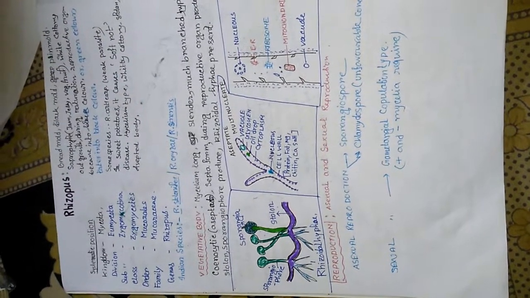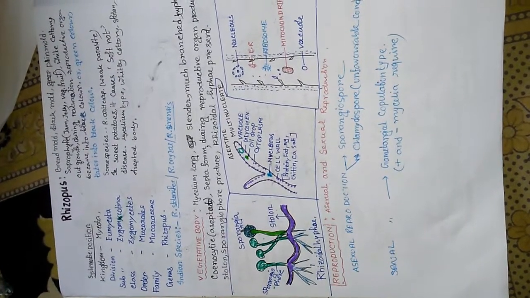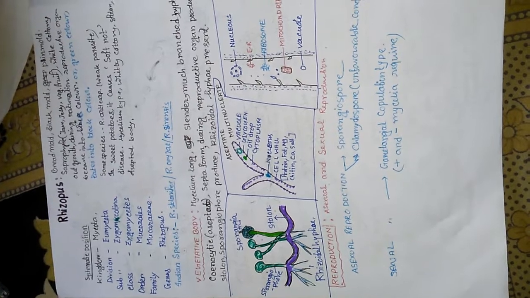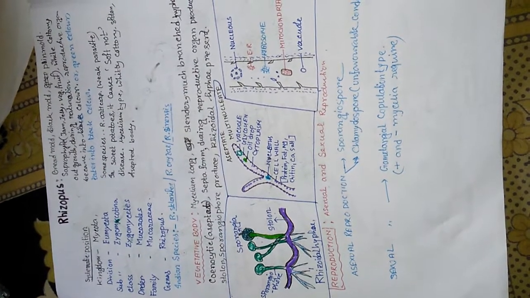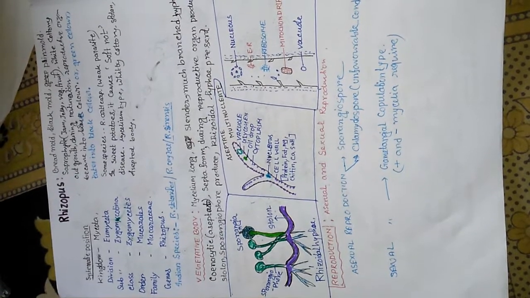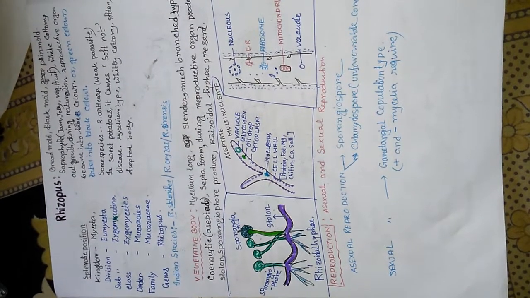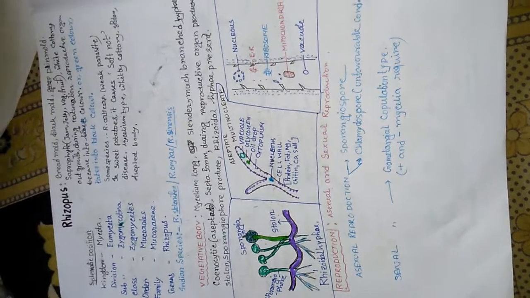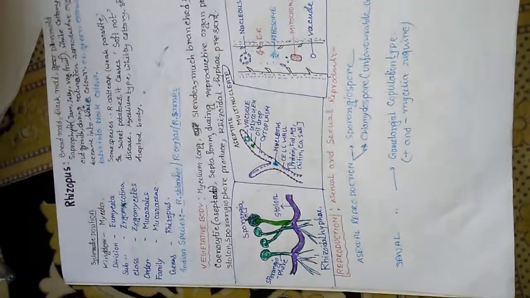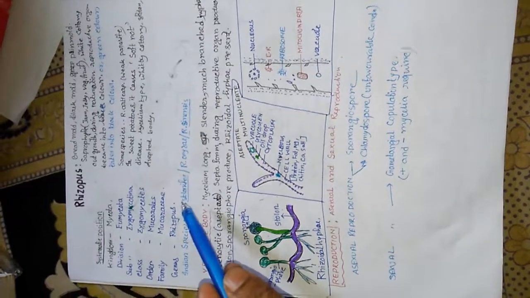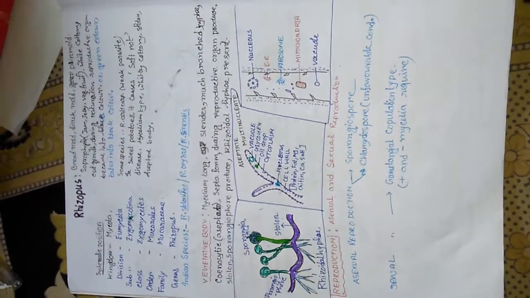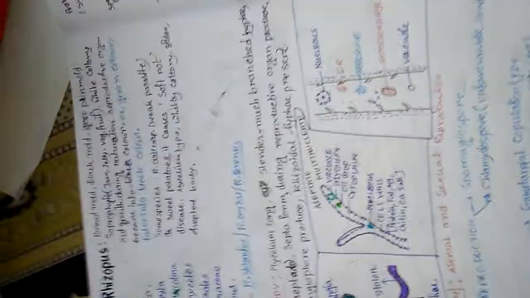Today I will discuss the Rhizopus fungi. The systematic position is kingdom Mycota, division Eumycota, subdivision Zygomycotina, class Zygomycetes, order Mucorales, family Mucoraceae, genus Rhizopus. There are some Indian species: Rhizopus stolonifer and Rhizopus oryzae.